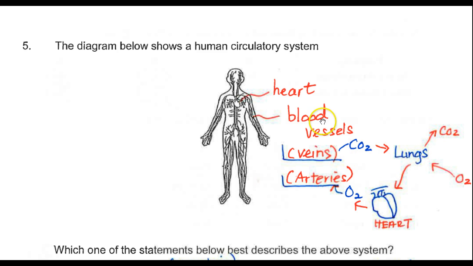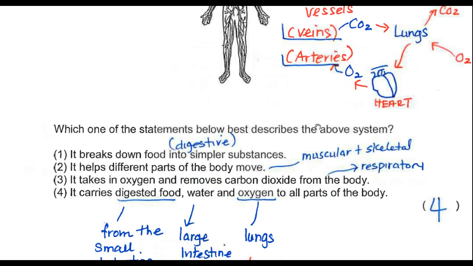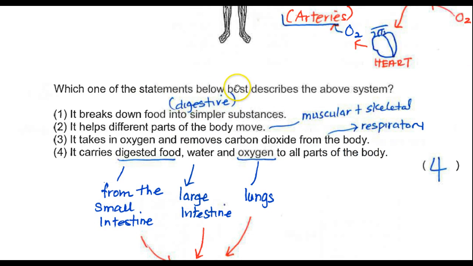All right, so that's what the blood vessels are doing. Okay, passing the oxygenated blood to the body and taking the waste carbon dioxide out of the body. Right, so this statement, it says, which of the following statements best describe this above system? It breaks down food into simple substances. No, this is talking about digestive. It helps different parts of the body to move.